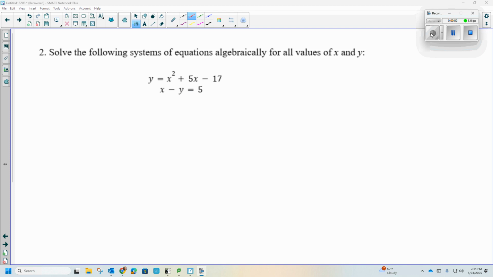Okay, question 2 says solve the following systems of equations algebraically for all values of x and y. The point to this video is to discuss the fact that even though this says to solve it algebraically, if you solve it using a different method, like I'm gonna show you how to solve it graphically, you can still get half credit. Okay, so we're not going to get full credit here, but we're at least going to get some credit.